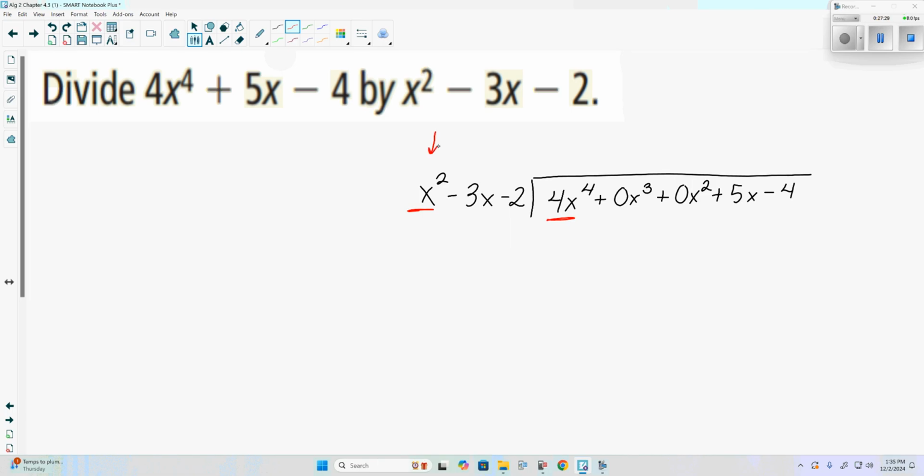Now the next part, what times x squared gives us x to the fourth? X squared, so it's going to be 4x squared is what we're starting off with. Questions on how we found 4x squared? Questions on how we found that first term?